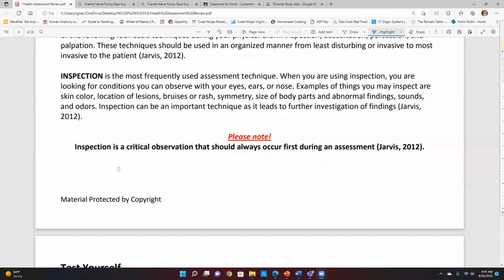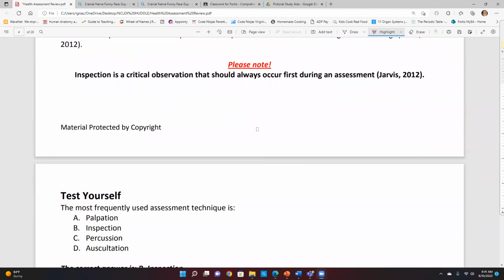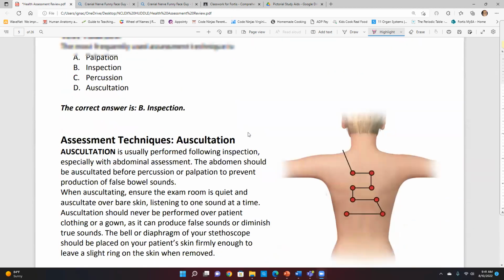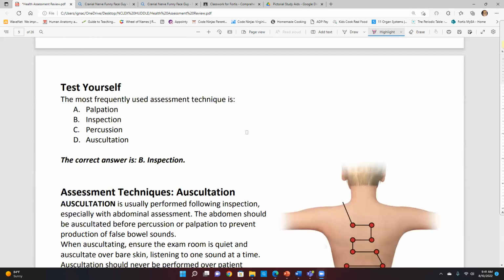So you're going to be looking for skin color, lesions, symmetry, right? These are all things that you're observing with your eyes, ears, nose, and even sense of touch. Okay, so this is very important. Inspection should always come first. You always have to look first, okay? So the most frequently used assessment technique, and this is to test yourself, the correct answer is B, inspection. We are going to inspect, inspect, inspect.